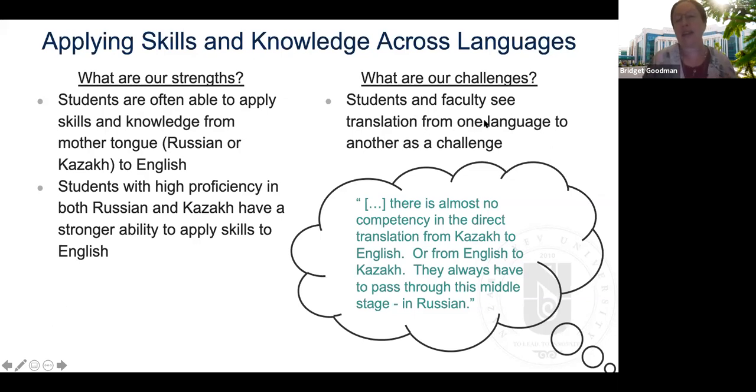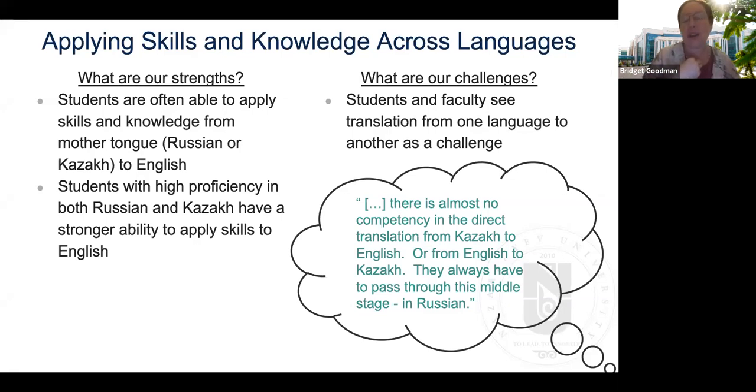On the other hand, students and faculty see translation from one language to another as a challenge. And interestingly, they don't complain as white monolingual teachers often do about translation itself. They complain about how people are translating. As one person said, there's no competency in the direct translation from Kazakh to English or from English to Kazakh. They always have to pass through this middle stage in Russian.